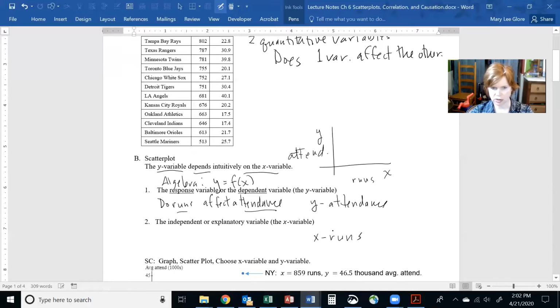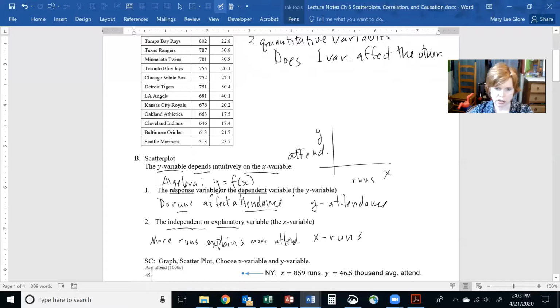Runs here is called the independent or explanatory variable. This doesn't have the same kind of independent definition that we've used in the past. It's just, if you call y the dependent, then this is the independent. So it's not that they don't affect each other. This has a different connotation than we used in the past. But explanatory, you could think, more runs explains why there might be more attendance. So those are the types of variables we've got.